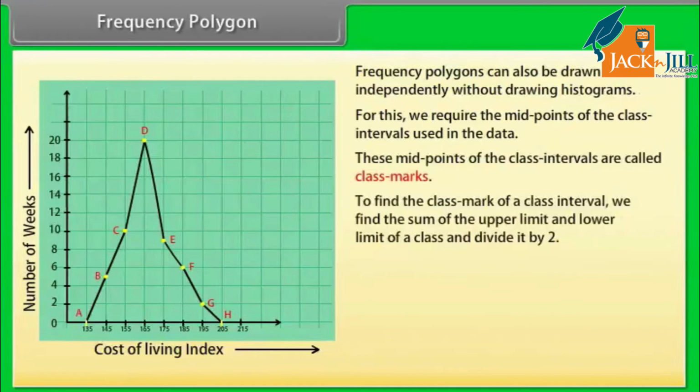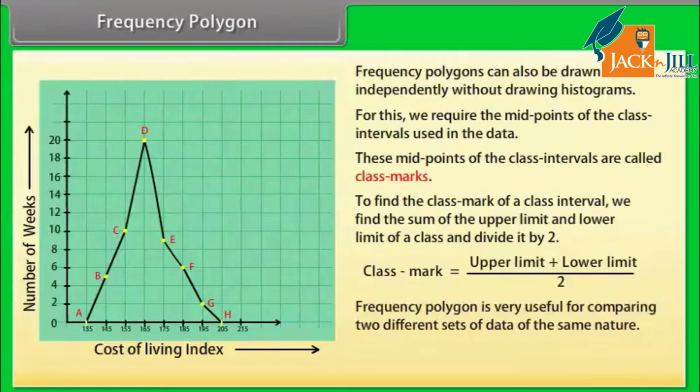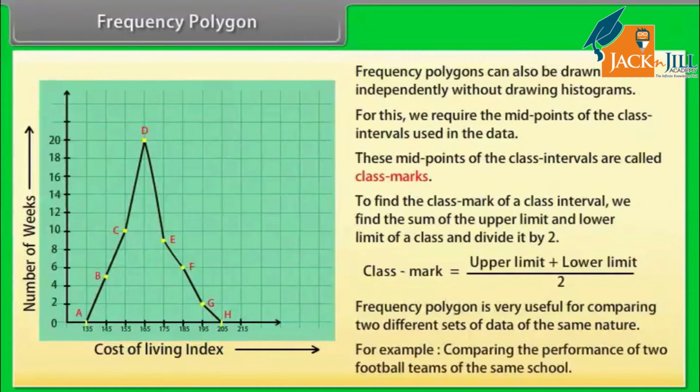To find the class mark of a class interval, we find the sum of the upper limit and lower limit of a class and divide it by 2. Thus, class mark is equal to (upper limit plus lower limit) upon 2. Frequency polygon is very useful for comparing 2 different sets of data of the same nature. For example, comparing the performance of 2 football teams of the same school.